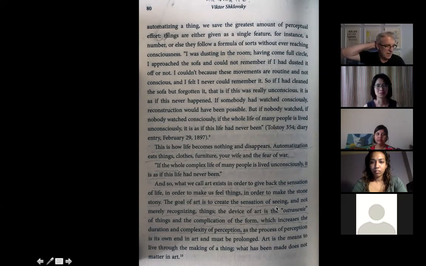So Tolstoy's recounting something that we've probably all experienced, right? You're engaged in some everyday activity and you can't actually remember doing it. Has anyone ever been driving for long distances on the highway and you come to a realization at a certain point that you've traveled 100 miles, but you don't remember any of the landmarks? You don't remember noticing any of the exits.